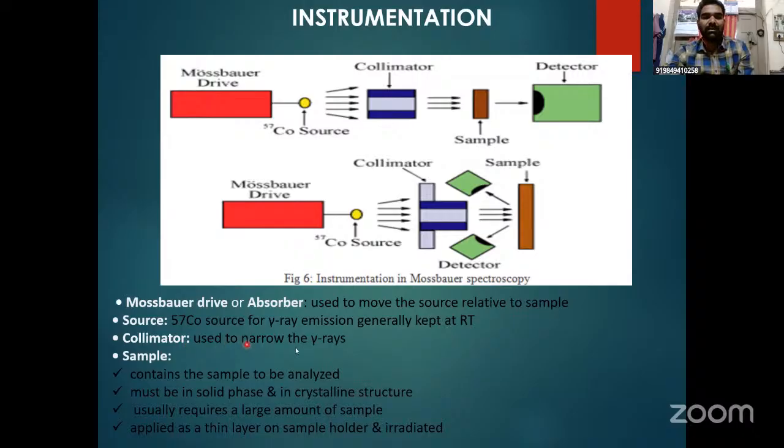The collimator is used to narrow the gamma rays. These collimators are used to narrow the gamma rays coming from this cobalt source. There will be reactions occurring in the cobalt source. After these reactions, gamma rays are emitted from this source. So there will be a collimator which will narrow these gamma rays. The gamma rays are narrowed by using this collimator.